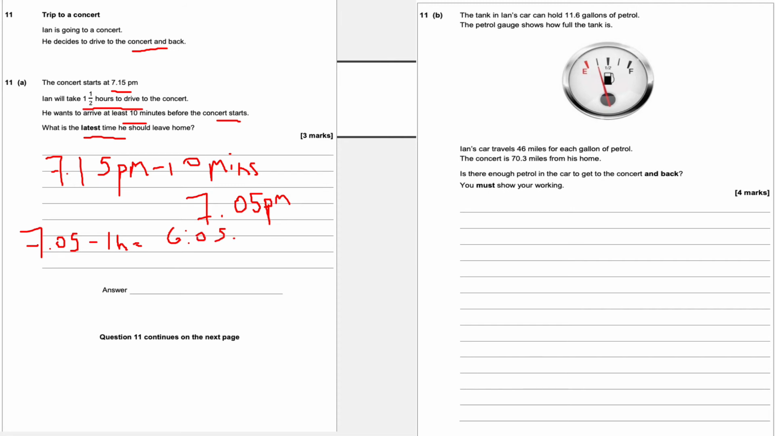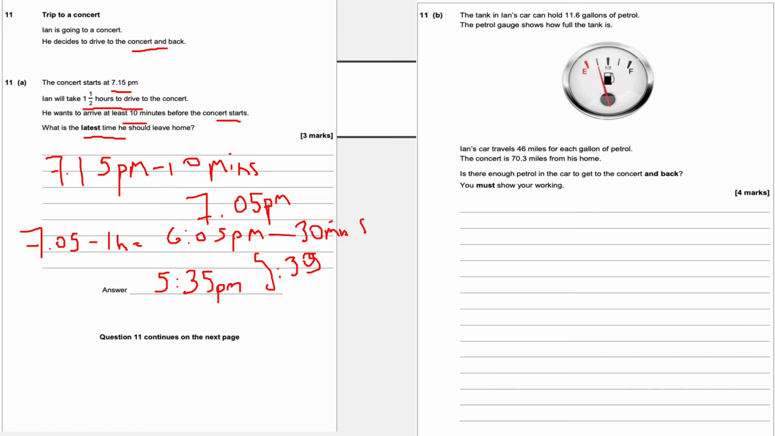And we're going to minus 30 minutes, which takes us, if you're not too happy, to 5:35, guys, because 5:30 plus half an hour is 6 o'clock, but it's 6:05, so it's going to move ahead 5 minutes. So the latest time he should leave home is 5:35 p.m. So that is the answer for that one.